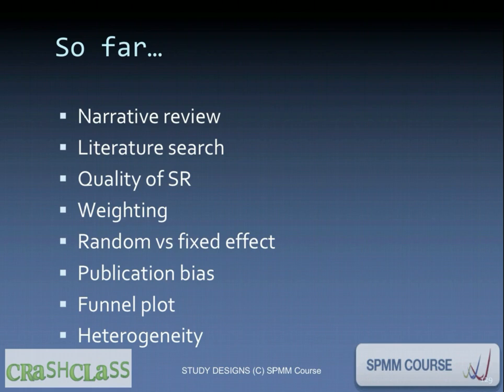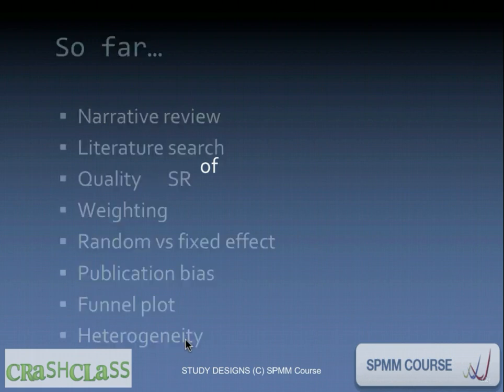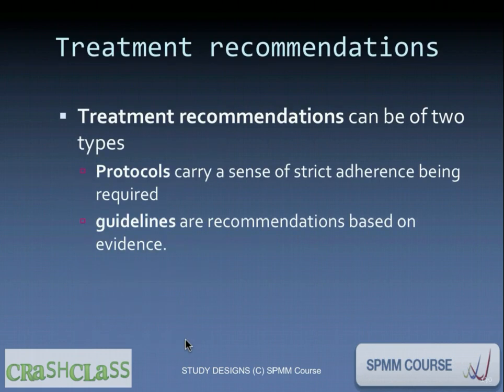Okay, so we've seen several things so far. We've seen what a narrative review is and what the aspects of a literature search are. We've seen how to determine the quality of a systematic review and the quality of a meta-analysis. We talked about weighting. We also talked about random versus fixed effect analysis, publication bias, funnel plot, and heterogeneity. So next we are moving on to treatment recommendations.